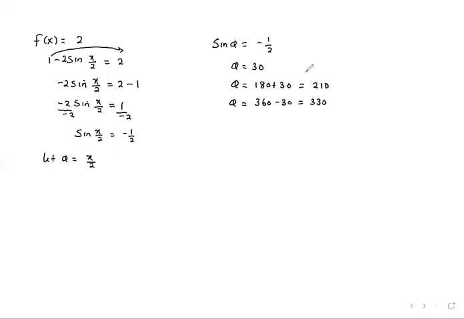So after we get theta is equal to 210, we go back to what we said theta should be. Theta is x over 2. So you say x over 2 is equal to 210. Then multiply throughout, you have x is equal to 210 times 2, which is equal to 420.